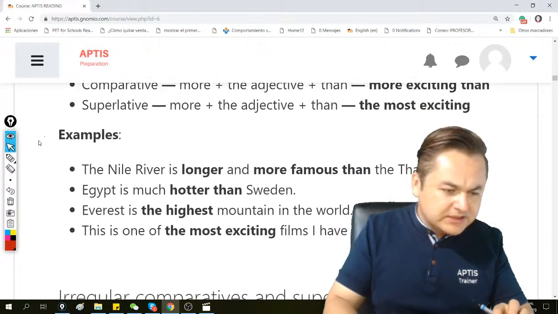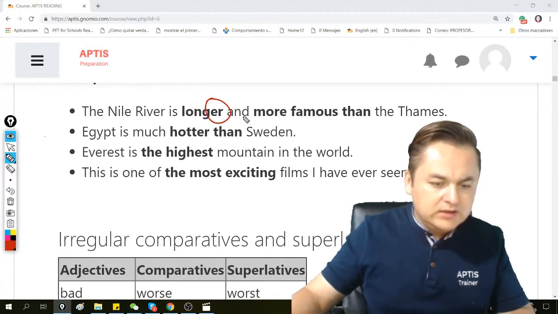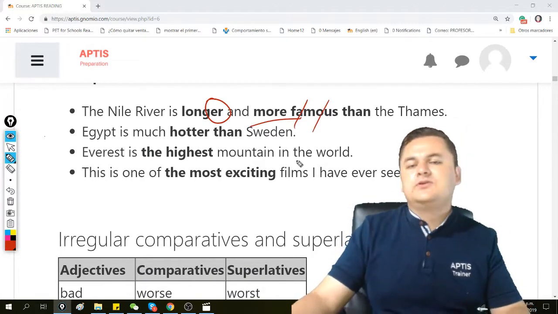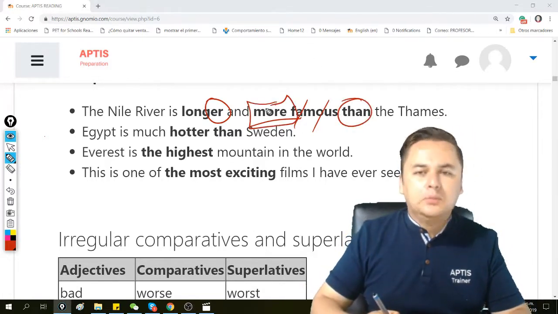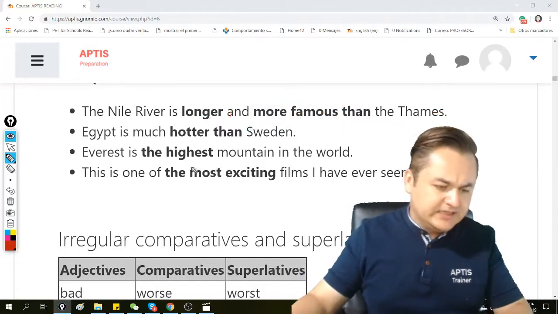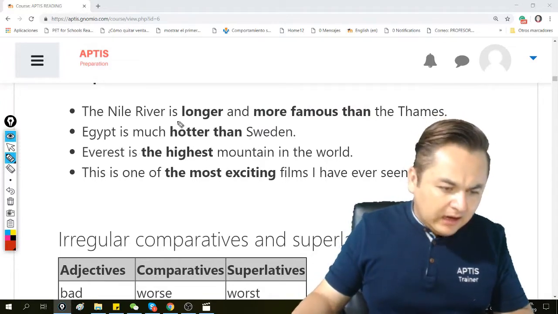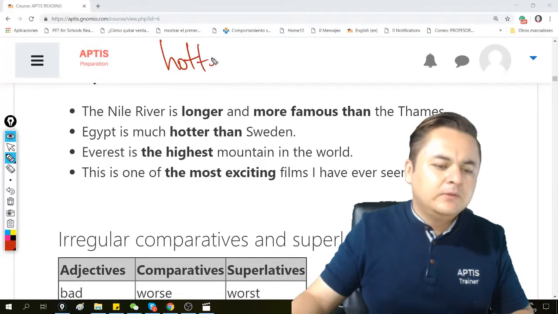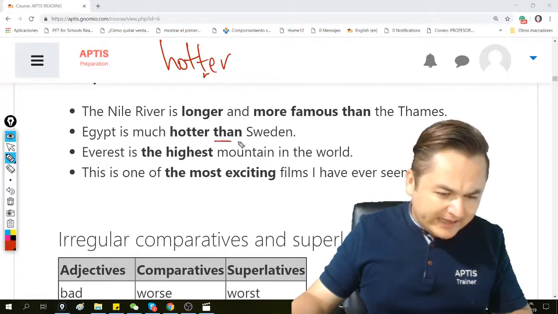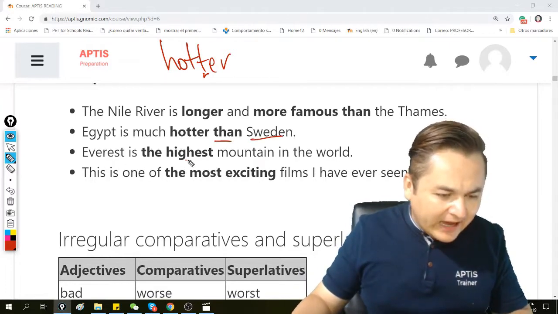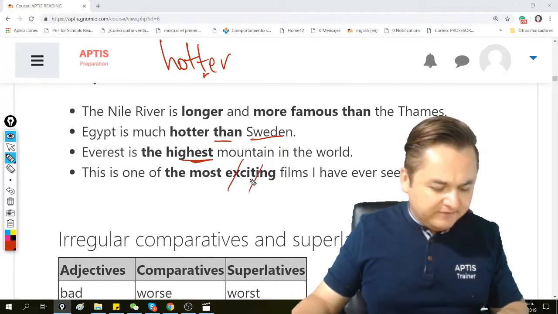Here are some other examples for us to understand. It says, the Nile River is longer and more famous than the Thames. I have two syllables in the word famous, so I use the comparative and add the particle more. Then we say, Egypt is much hotter than Sweden. Hot has one syllable, so I double the last letter and add ER. Everest is the highest mountain in the world, and this is one of the most exciting films.